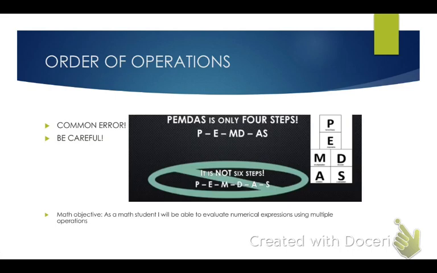Some people think it's a 6-step process. It is not. It is parentheses first, exponent second, multiply, divide third, whatever comes first going left to right, and fourth, add, subtract, whatever comes first left to right. That is the final step you take unless it's inside parentheses. Add and subtract is always the last step you take. And it's not 6 steps.